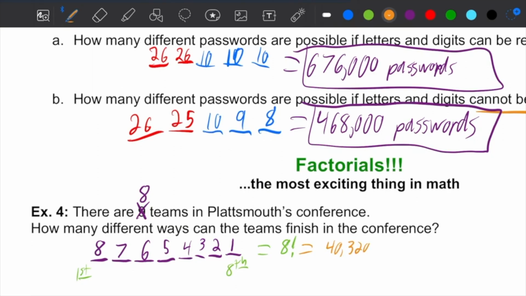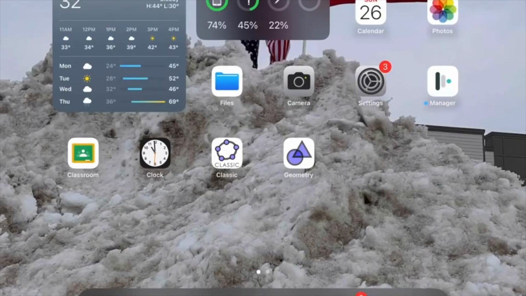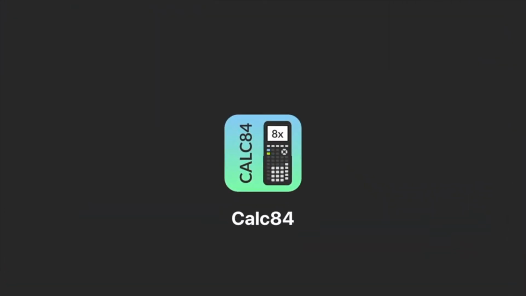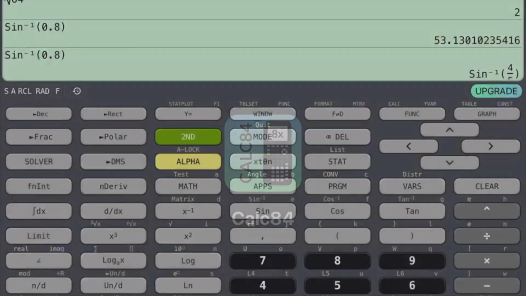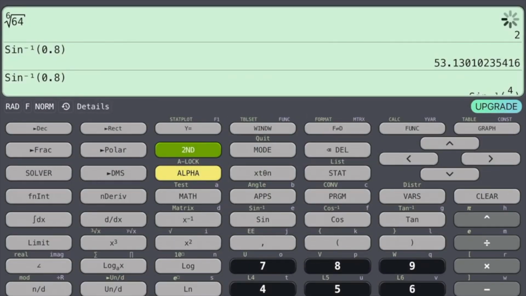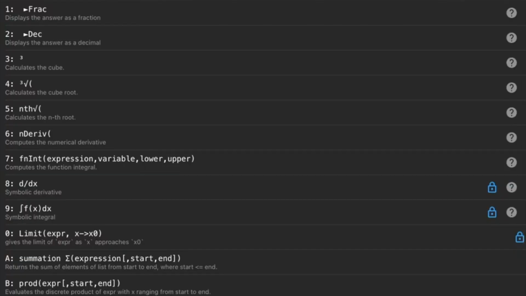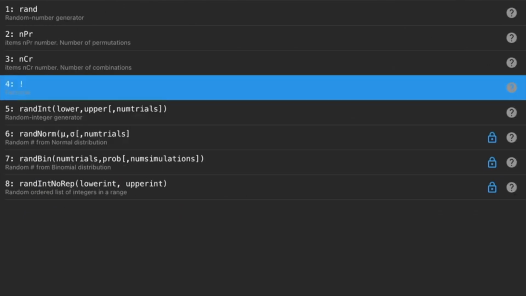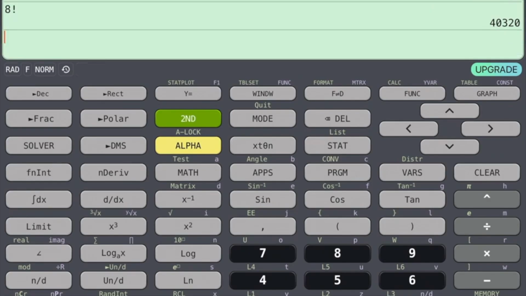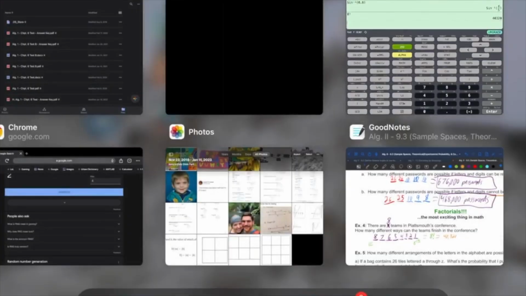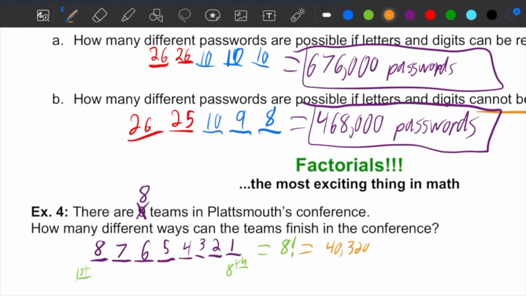40,320. Now the nice part about factorial is your calculator can do that for you. Instead of having to type in 8 times 7 times 6 times 5 times 4 times 3 times 2 times 1, if you hit 8 and then the math button, and go over to probability, it'll be the fourth option, the exclamation factorial. And if you hit enter, it'll tell you, oh, that's 40,320, like we just said. So that's obviously a lot of different ways that 8 teams could finish in the conference.